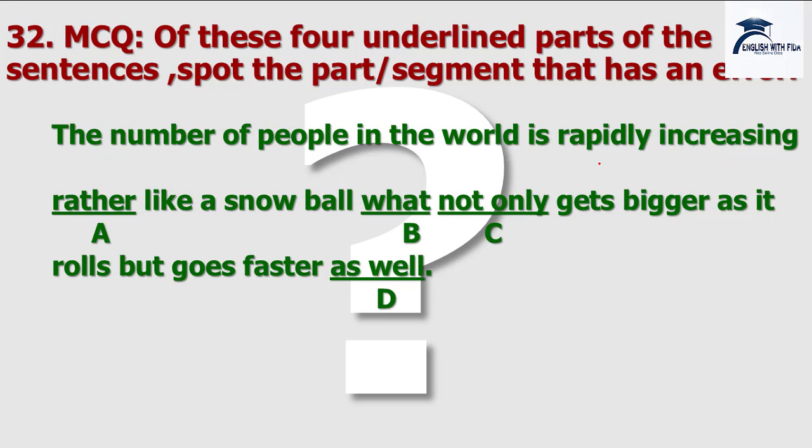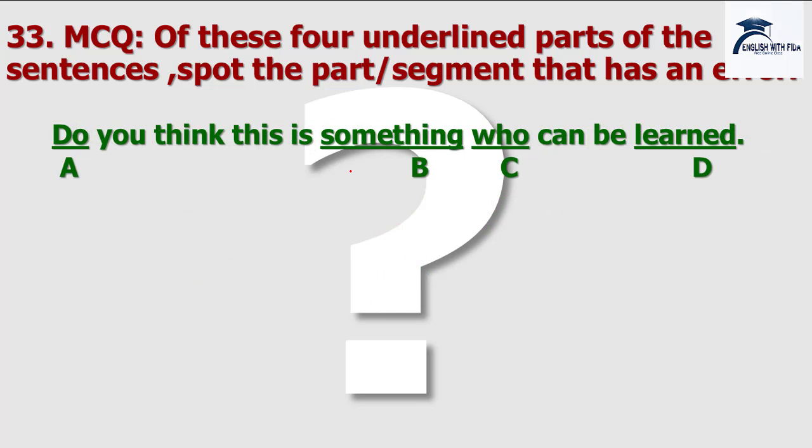The number of people in the world is rapidly increasing, rather like a snowball, which not only gets bigger as it rolls but goes faster as well. Option B is wrong, which not only, because a snowball needs a modifier. Here do we need a conjunction? Do you think this is something who can be learned? Which can be learned, because thing cannot be connected with who. We use who only for persons.